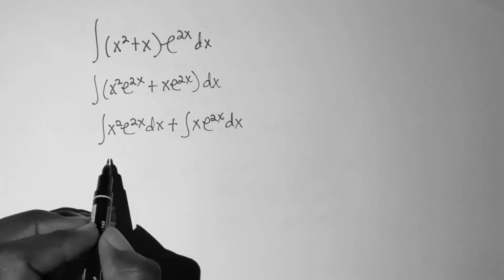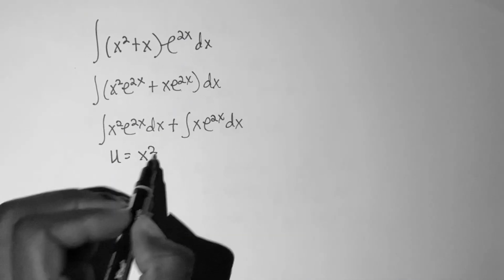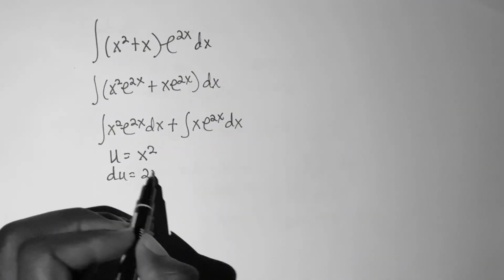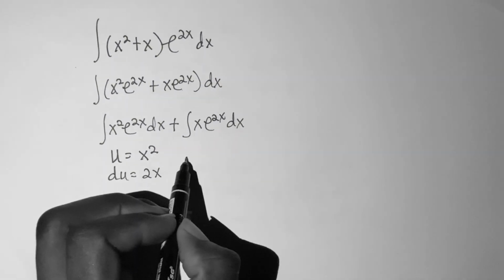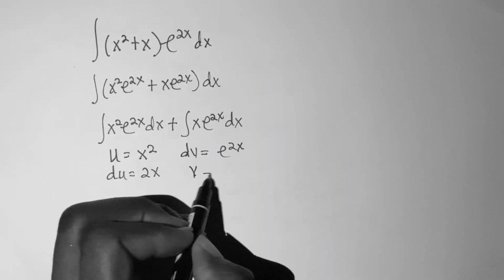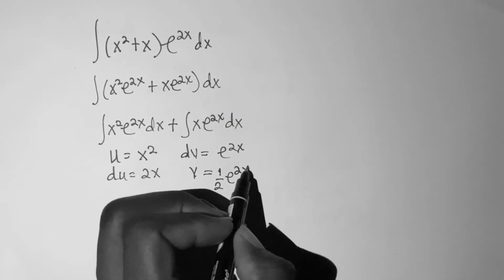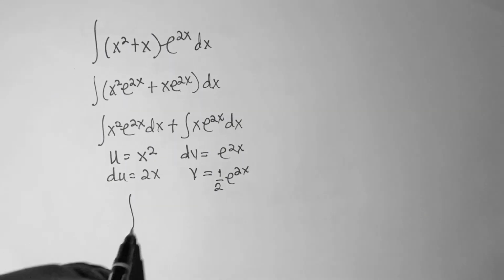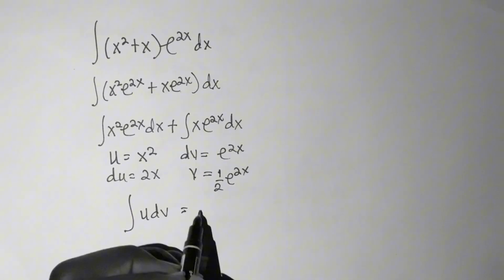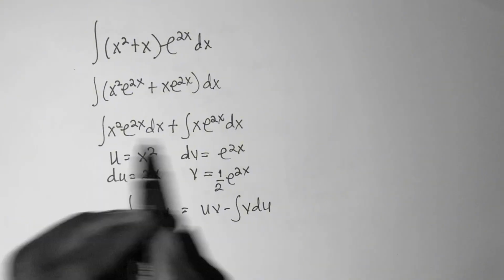So this is equal to, let's let u be equal to x squared. So du is equal to 2x dx. Now let's let v be equal to exponent 2x dx. So v is equal to 1 over 2 exponent 2x. So the formula is integral of u dv equals uv minus integral of v du.